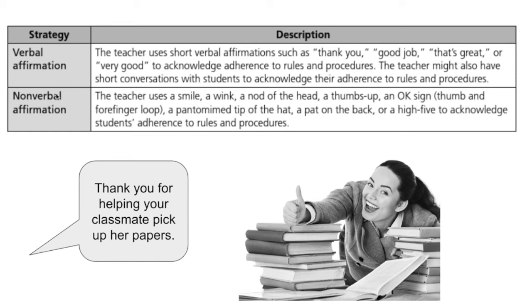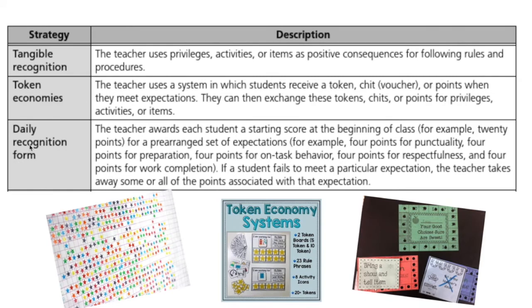Another form of recognizing students is nonverbal affirmation. This is when we use a smile, a nod of the head, thumbs up, an okay sign, pantomime tip of the hat, something to acknowledge that students are on the right track. So it can be verbal, it can also be nonverbal. Other strategies include tangible recognition, when we use privileges, activities, or items like positive consequences for following rules and procedures.